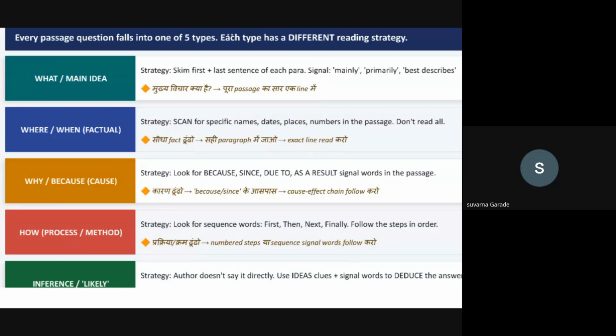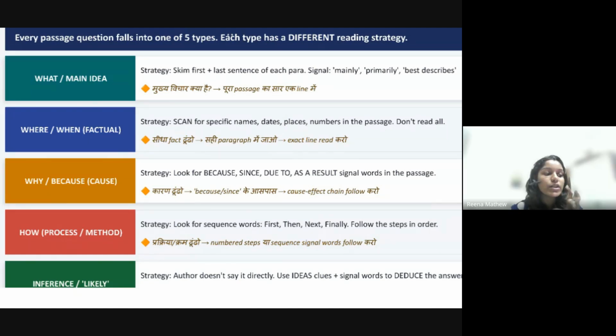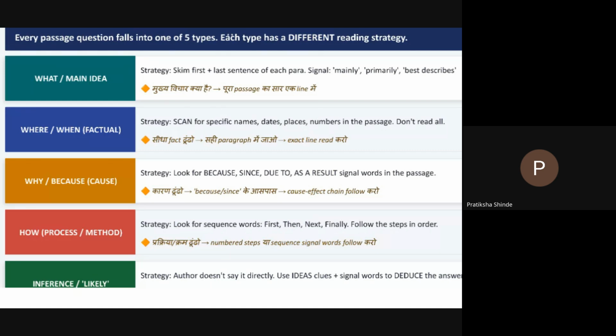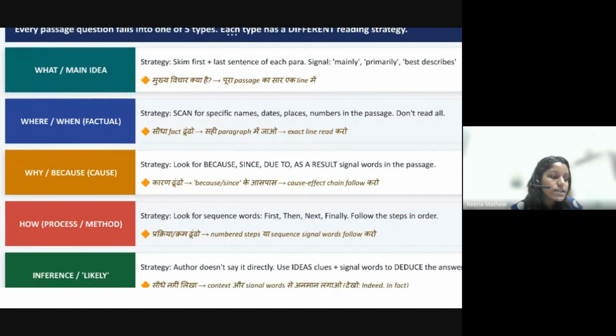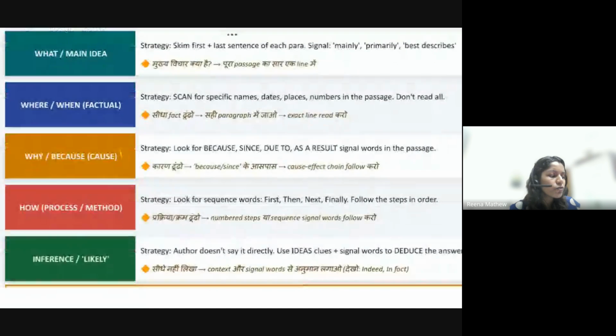Because, since, due to, and as a result, these are words that give you the cause, right? Cause effect relationship hai. So cause ढूंढो, because और since के आसपास cause effect chain follow करो. And then for the process, we have sequence words like first, then, finally. So प्रक्रिया और क्रम ढूंढें, numbered steps या signals, sequence signal words follow करो.